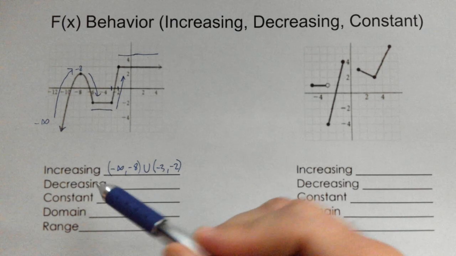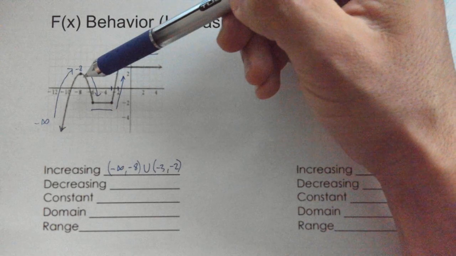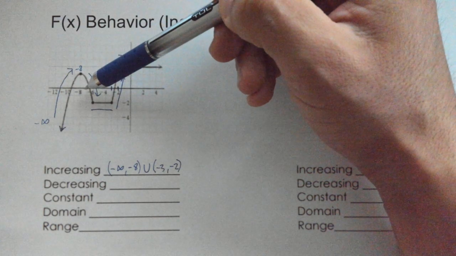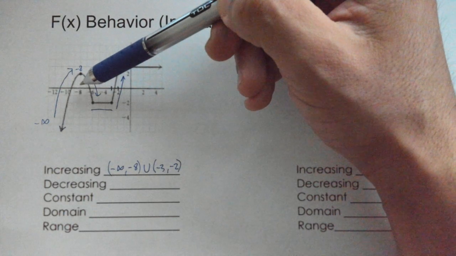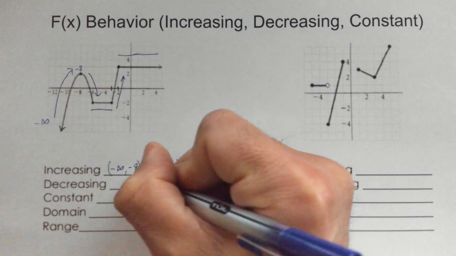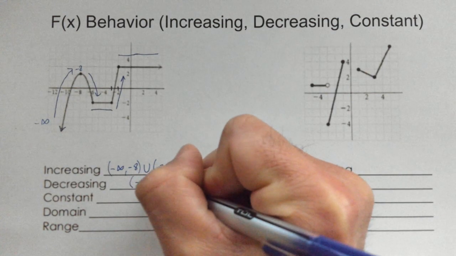When is the function decreasing? There's only one spot, from here to here. From negative 8 to negative 6. That's the space, or the set of x values, where it's going to go down. From negative 8 to negative 6.